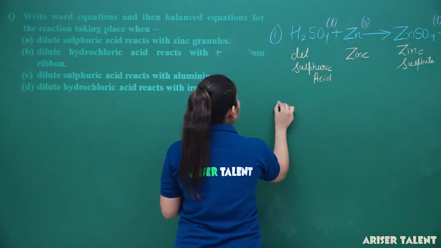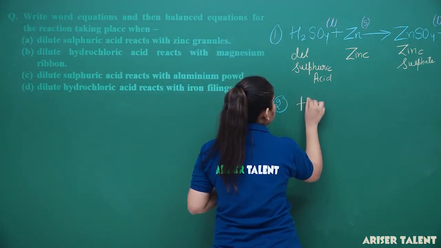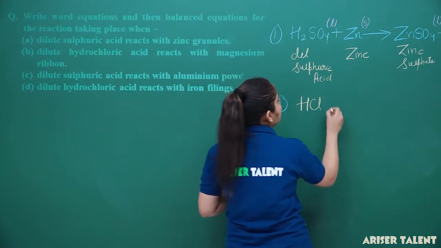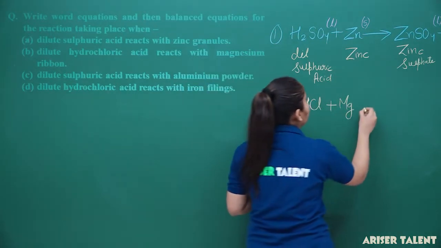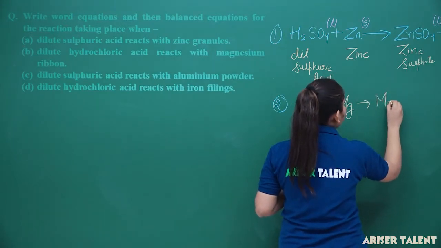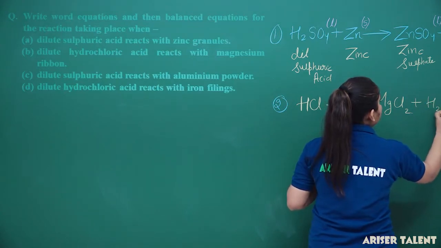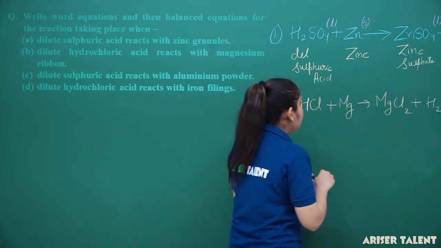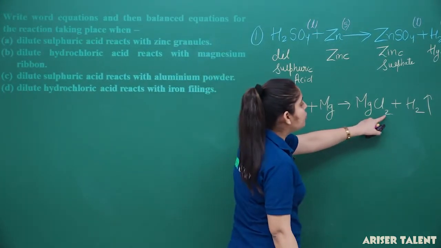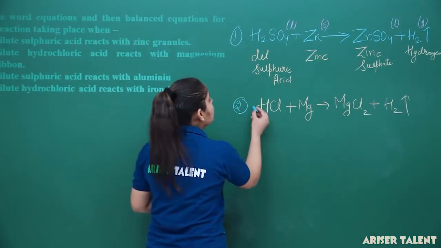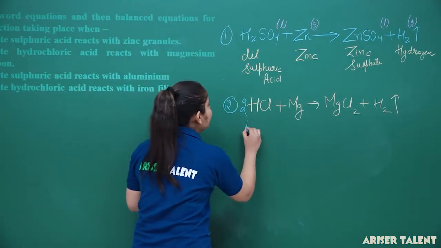So our second question is dilute hydrochloric acid, that is HCl, and it is going to react with Mg. So what will we get on the product side? We will get magnesium chloride with the evolution of hydrogen gas. Now you can see in this equation, the equation is not balanced because chlorine atoms are 2 and hydrogen atoms are 2. So balancing this equation, I am substituting 2 over here.